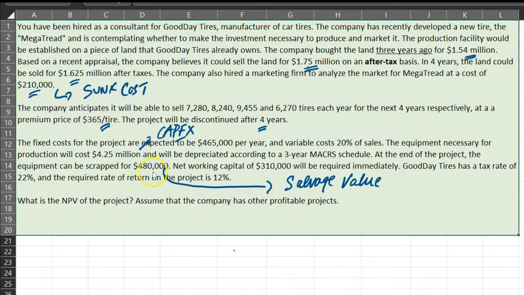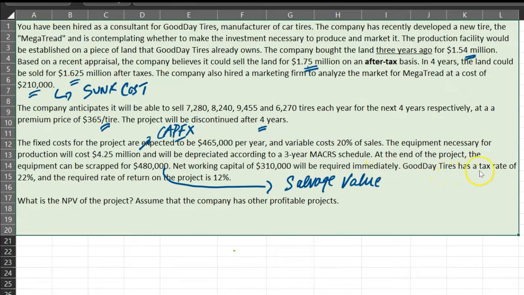The reason is that whenever we sell an asset for more than its book value, then we can be liable to pay taxes, or capital gains tax. And so there's a difference between salvage value and after-tax salvage value. I've talked about this in a separate video, but we're going to account for that in our calculations. And then finally, net working capital of $310,000 will be required immediately. You can think about this as upfront investment, maybe in inventory or something like that. So that's additional cash outflow happening.